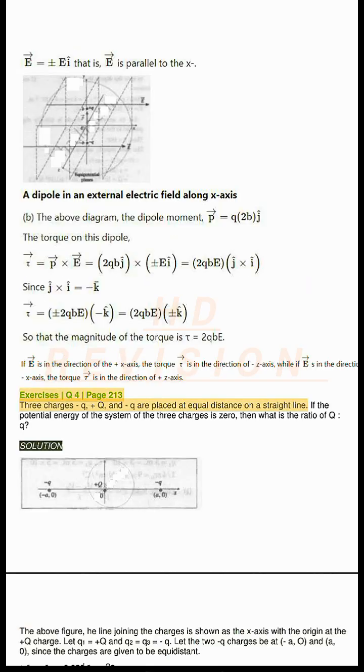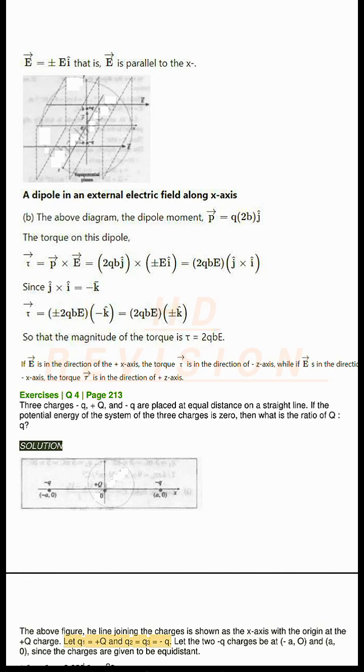Exercises Q4, page 213. Three charges, Q1, plus Q2, and Q3 are placed at equal distance on a straight line. If the potential energy of the system of the three charges is zero, then what is the ratio of Q1 to Q3? Solution. In the above figure, the line joining the charges is shown as the z-axis with the origin at the plus Q charge.